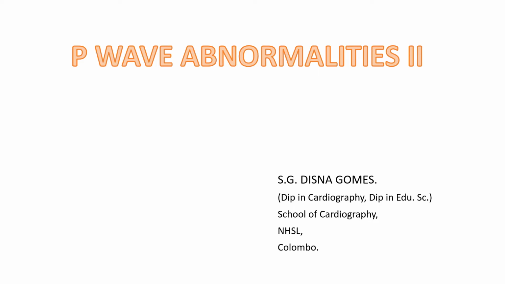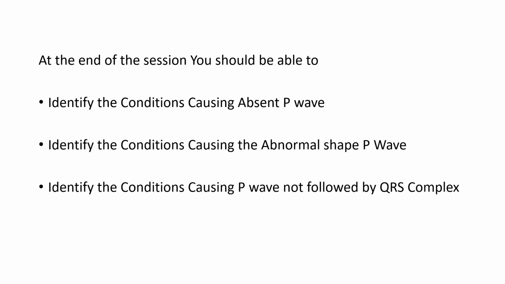This is a continuation of the P-wave abnormalities which we did during the previous session. I hope you can remember during the previous session we discussed normal P-wave, conditions causing tall P-wave, wide P-wave and inverted P-wave. At the end of today's session, you should be able to identify the conditions causing absent P wave, identify the conditions causing the abnormal shape P wave, and identify the conditions causing P wave that is not followed by QRS complex.